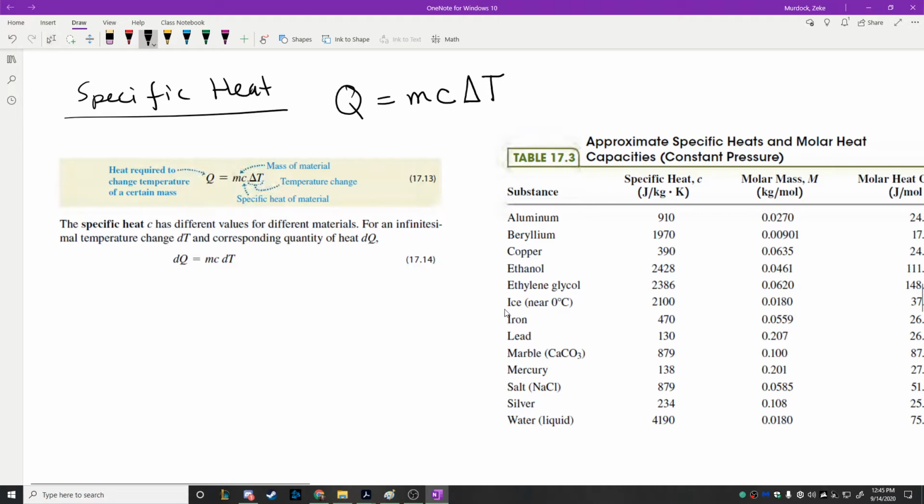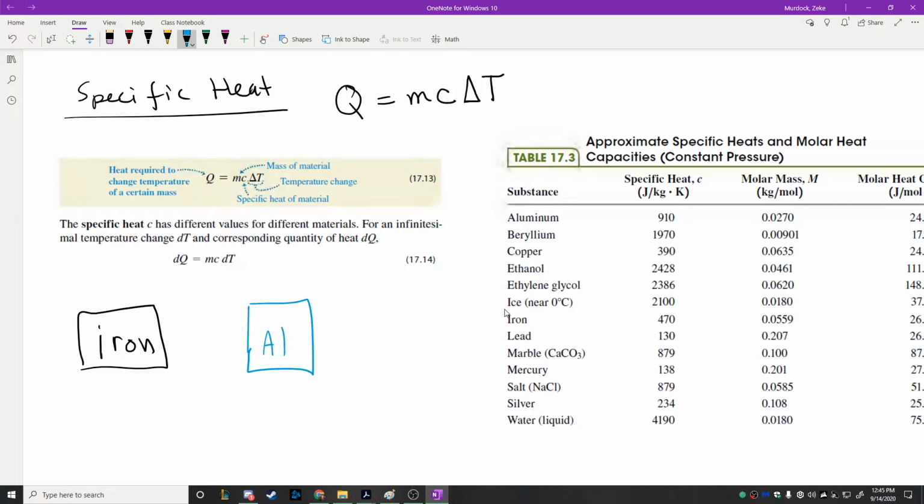Let's talk about iron. So suppose I have some iron, and suppose I have some, what's iron close to? Aluminum has almost double the value for specific heat, right? So let's say next to this I have a piece of aluminum, right? And let's say that both of them have an initial temperature that's equal to 20 degrees Celsius. All right.